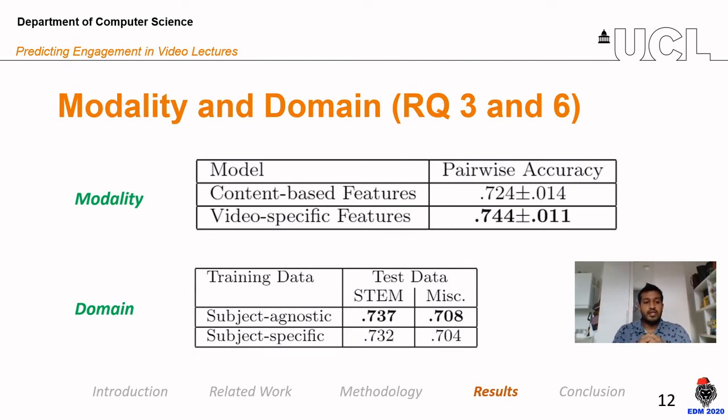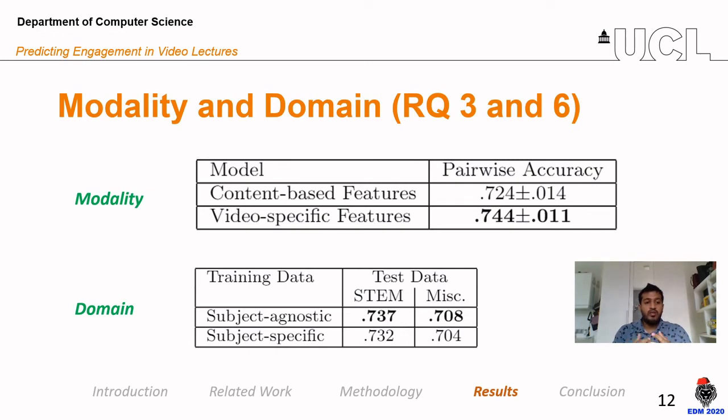Then we also further investigated how the modality-specific features and the domain-specific data would impact the predictions. In the first table on the top, you can see the predictive performance of the machine learning model that only uses content-based features, which are the cross-modal features, in comparison to the feature set with the cross-modal features plus the video-specific or modality-specific features. Here you can observe that by adding the modality-specific features, we get a small increment in pairwise accuracy. But something noteworthy is that just by using content-based features alone, we have achieved a substantial amount of accuracy in comparison to the increment that you get by adding modality-specific features.